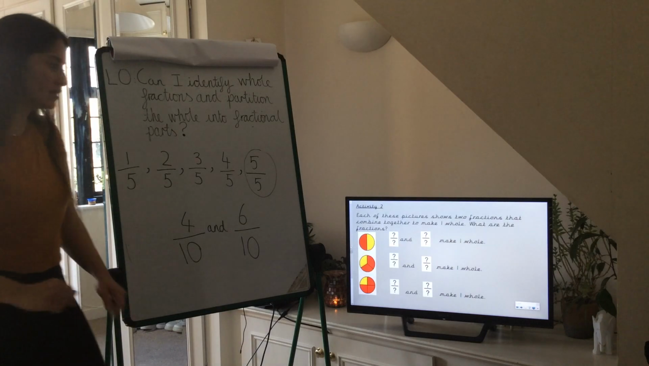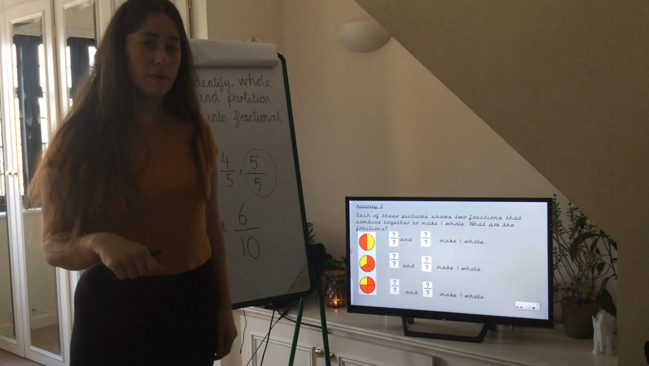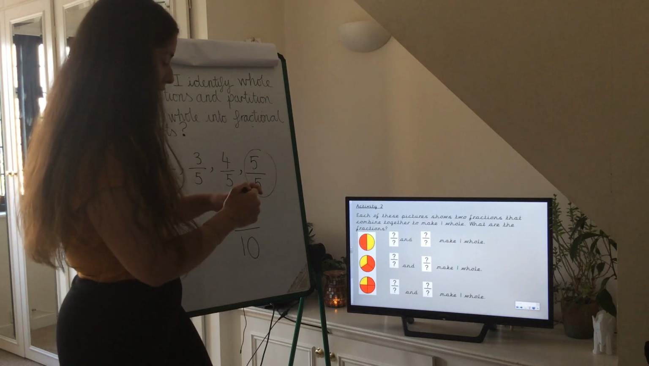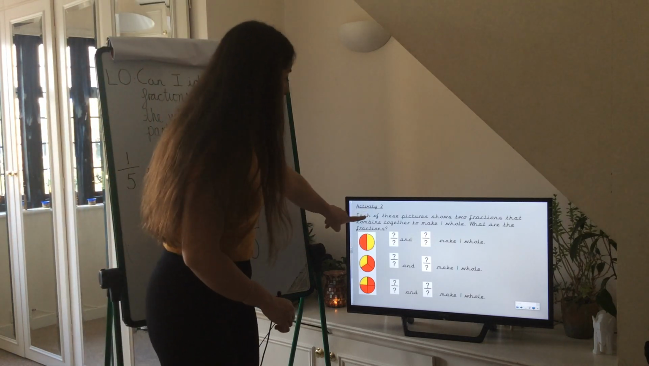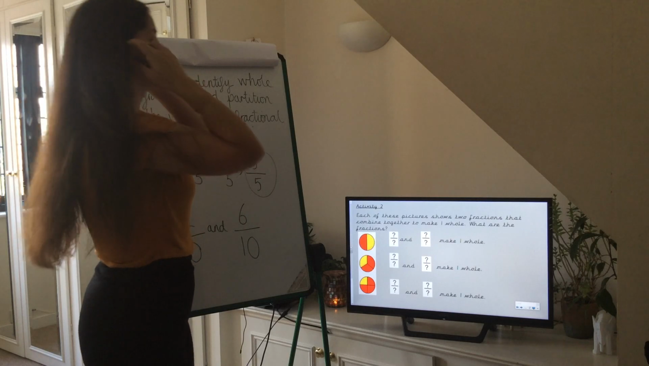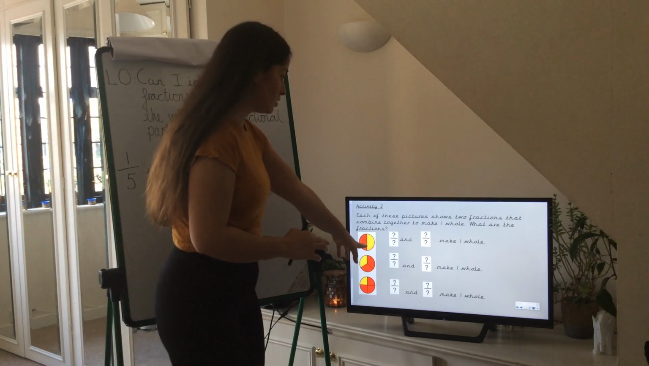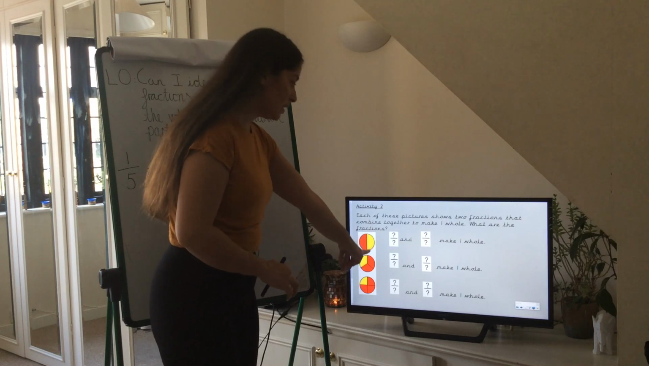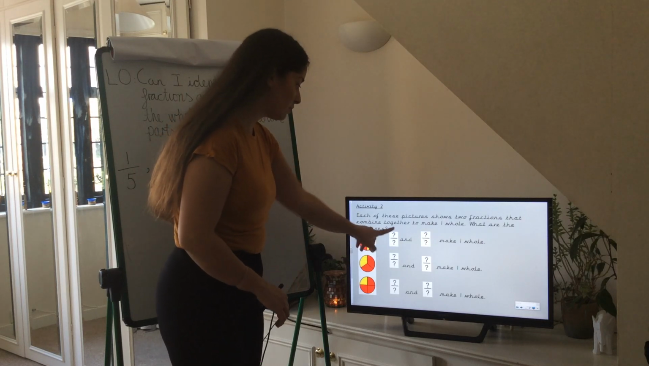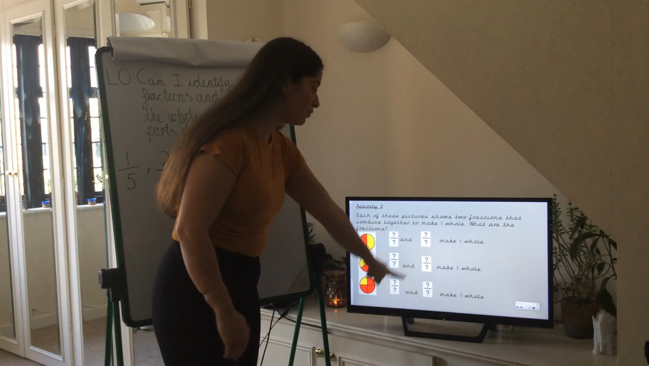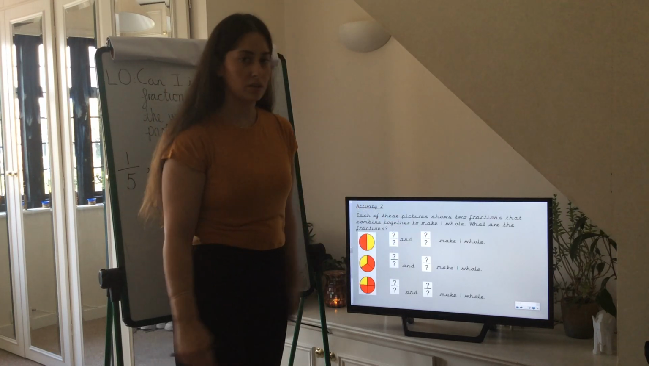Okay, so this is your activity now. I'm going to write it down on your paper, pause the video, and when you're ready, you can have a look at how we do it. It says each of these pictures shows 2 fractions that combine together. Those 2 fractions are represented with red and yellow. So you have to write 1 fraction to represent the red and 1 fraction to represent the yellow. Do that for all 3 and see which 2 fractions represent a whole.